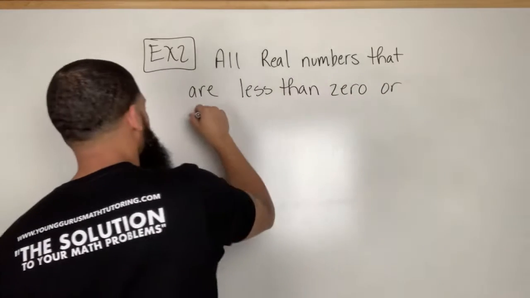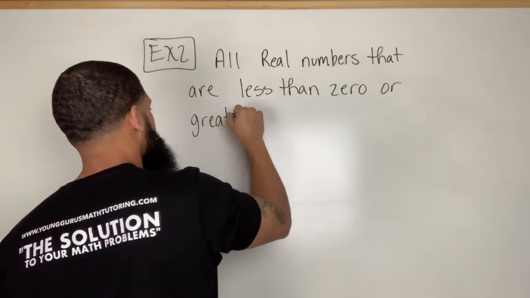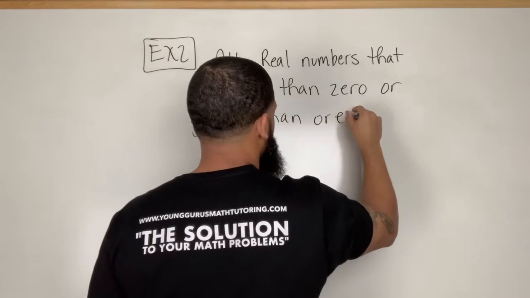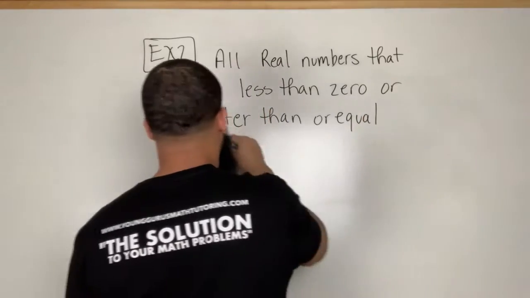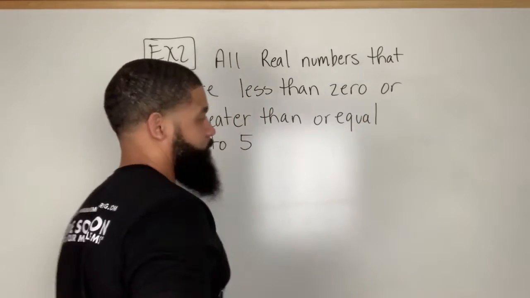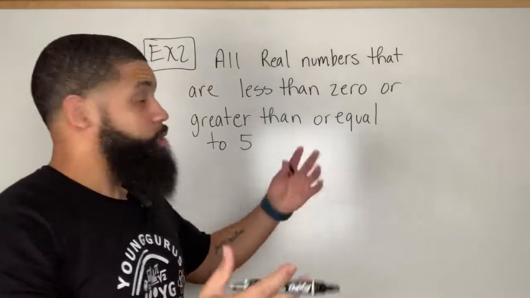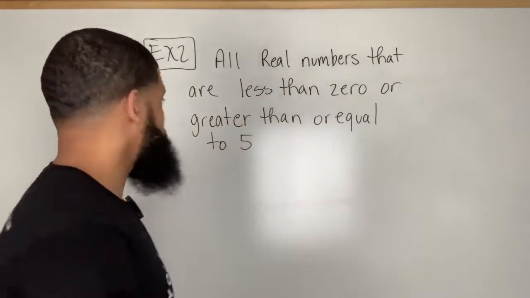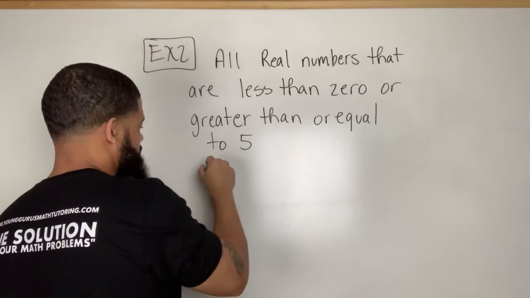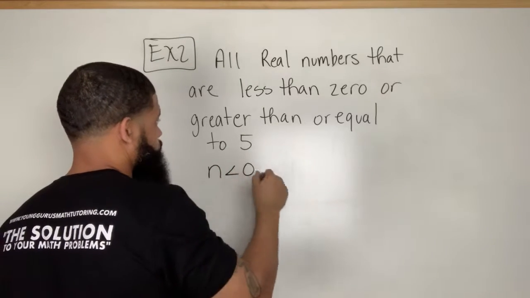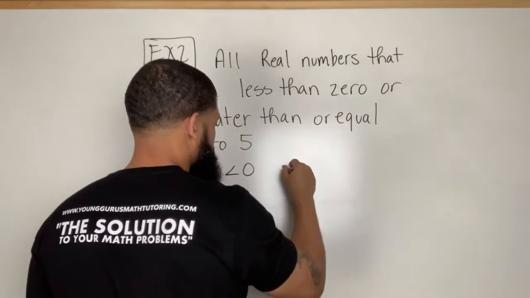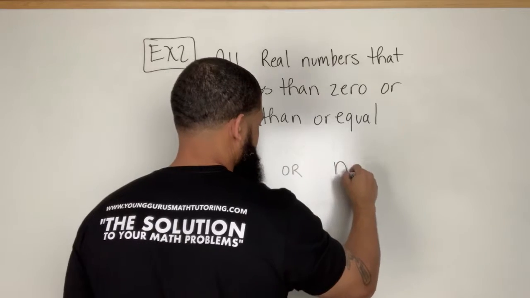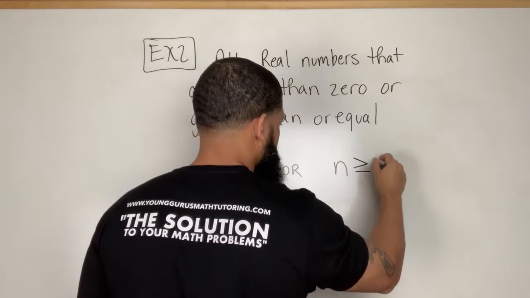or greater than or equal to 5. Okay, so we have two different pieces. Notice all real numbers that are less than 0. Okay, so we'll use n again. N less than 0 or greater than or equal to 5. So n greater than or equal to 5.